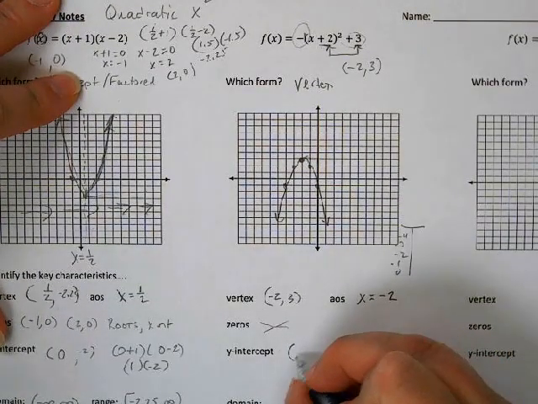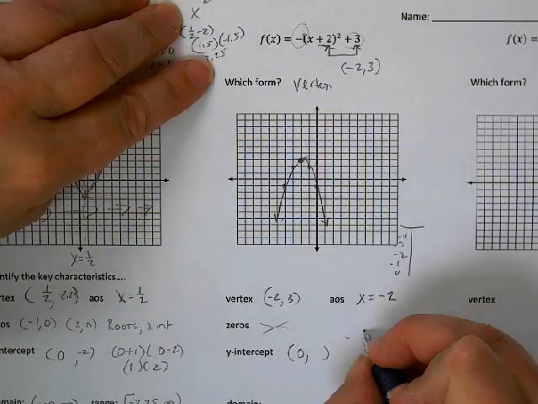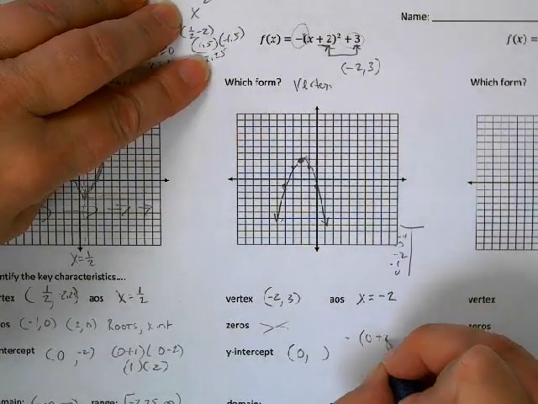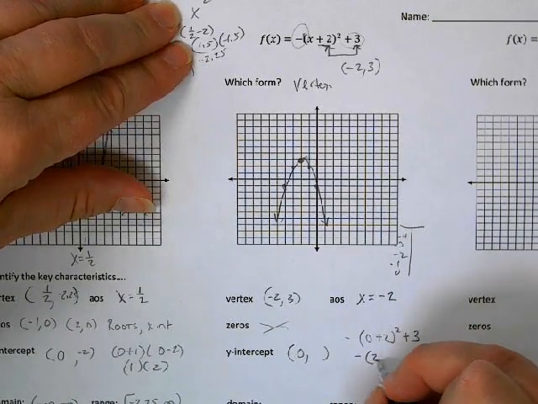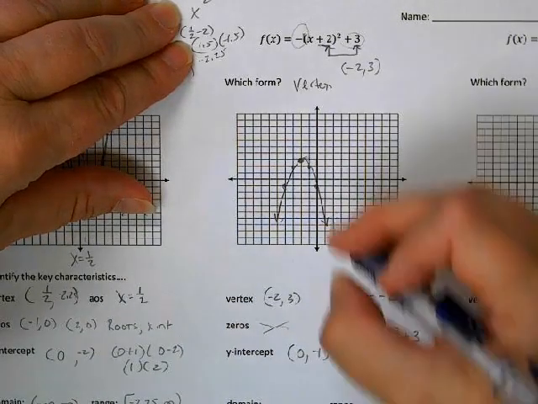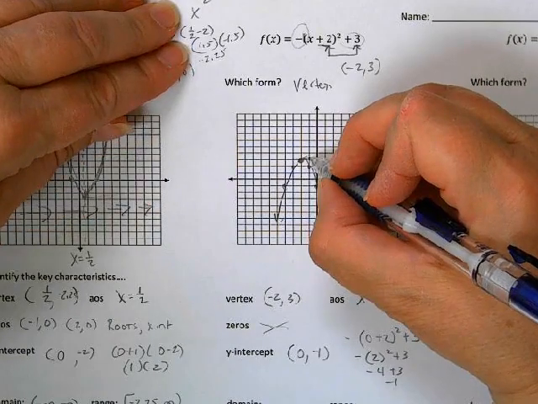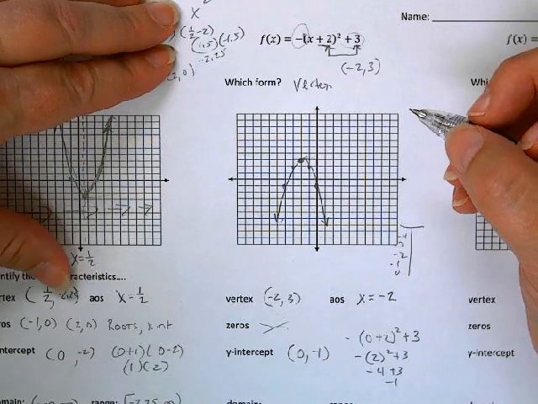To find the y-intercept, I'm going to put 0 in for x. So I have negative, parenthesis, 0 plus 2 squared plus 3. So negative 2 squared plus 3. So negative 4 plus 3, which is negative 1. And if you look, when we counted these out, input 2, output 4 actually put us at negative 1.